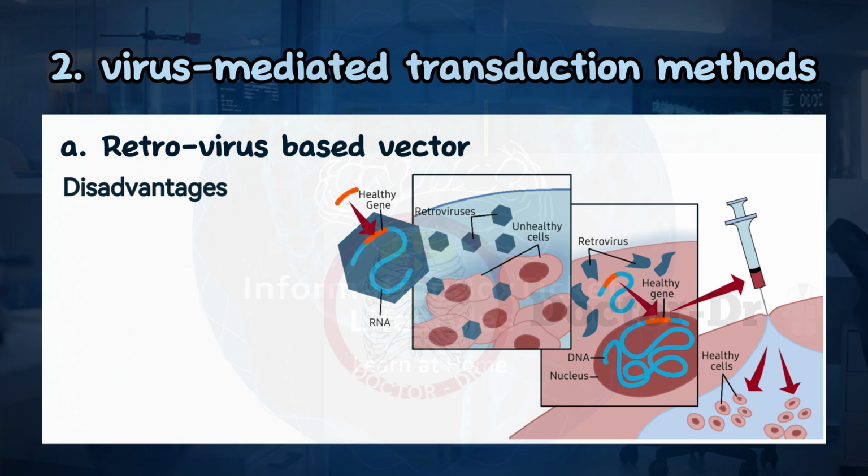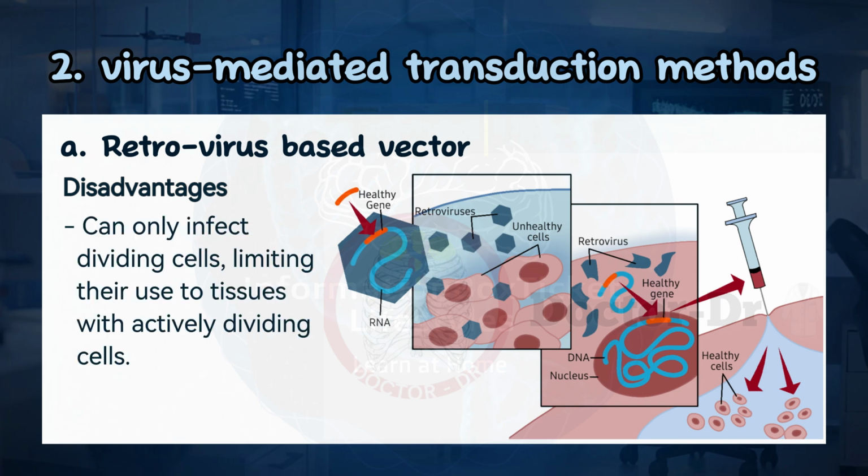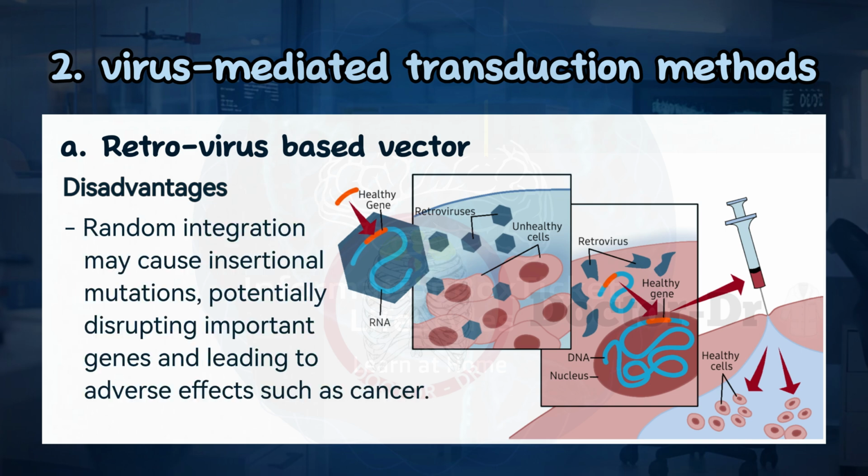Disadvantages of retrovirus-based vector: they can only infect dividing cells, limiting their use to tissues with actively dividing cells. Random integration may cause insertional mutations, potentially disrupting important genes and leading to adverse effects such as cancer.